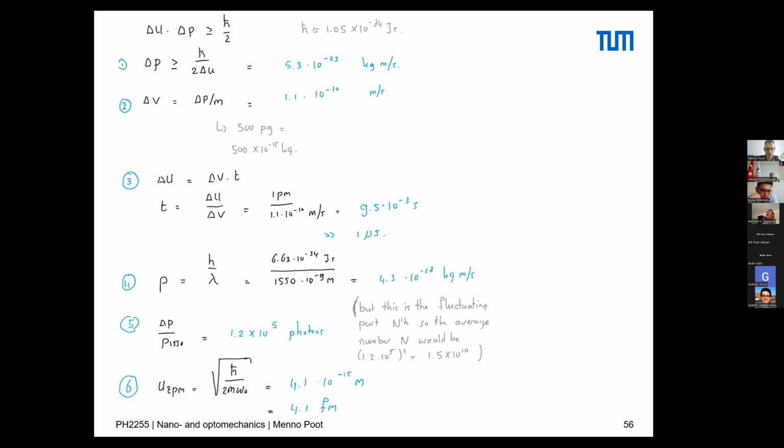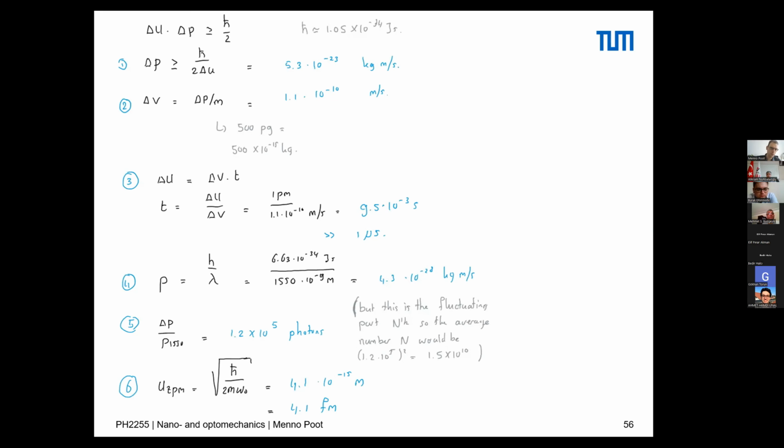Then we asked, well, how much is the momentum of a single photon with a wavelength of 1550 nanometer? The momentum of a photon is given by Planck's constant divided by the wavelength. And when you plug in the numbers, you see it corresponds to 4 × 10⁻²⁸ kilogram meter per second. This was, of course, something that we already saw on the introductory slide. But in this case, you have also been able to calculate it by yourself.